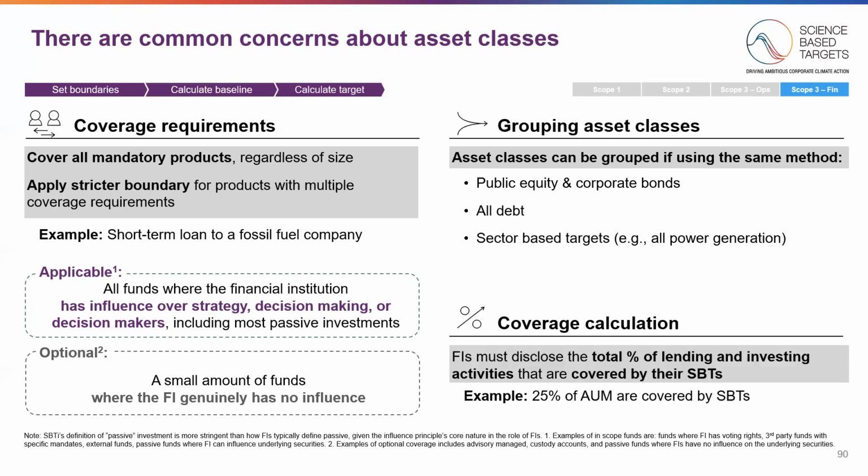Thirdly, as a reminder, financial institutions must disclose the total amount of their lending and investing that are covered by their current science-based targets. Again, financial institutions only have to incorporate the required products and not the optional or excluded products. It's also worth noting that many financial institutions with submitted targets are covering 10, 15, 20, 25% of their lending and equity portfolios with their current targets.